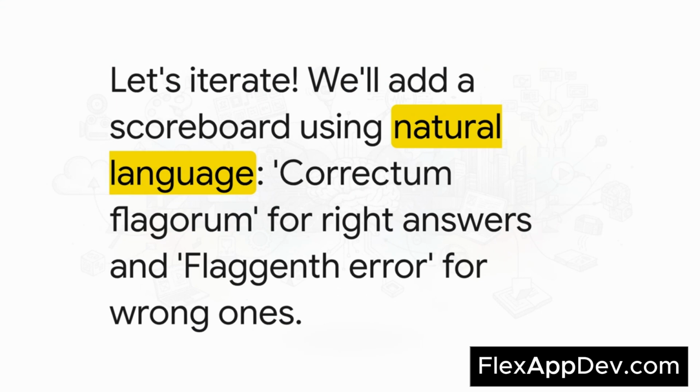But what if we want to change something or add a new feature? Well, it's as easy as just asking. Let's add a scoreboard. We'll tell it to count right answers as correctum flagorum and wrong ones as flagrant error, just to have some fun. And this is the key takeaway. You can build and improve your app just by talking to it in plain English.